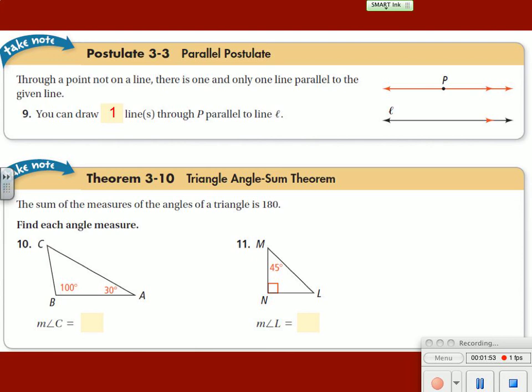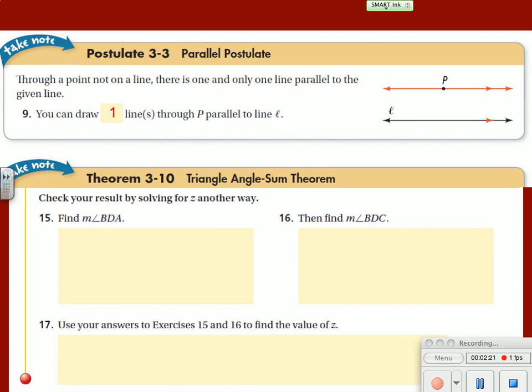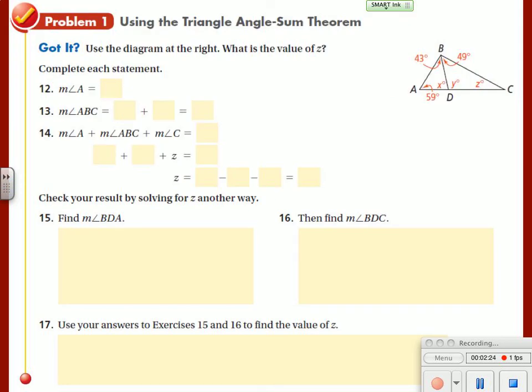So in problem 10, we have a triangle that has marked angles of 100 degrees and 30. So we add those together, get 130, subtract that from 180. So the measure of angle C is 50. Similarly, in problem 11, we have a right angle, which is 90. So when we have a 90-degree right triangle, the other two angles add up to 90. And since angle M is 45, the measure of angle L must be 45 also. So we can use the triangle angle sum theorem to solve problems involving triangles and their angle measures.